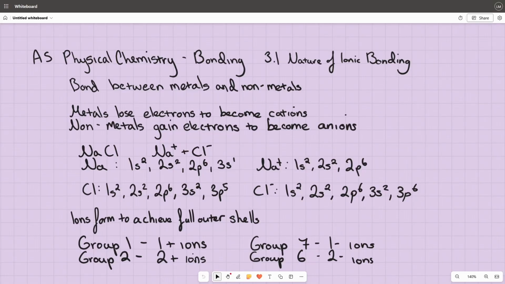Hi, today I'm going to be going through AS Physical Chemistry. I'm doing the AQA specification, and today I'm going to be doing bonding, and I'm going to start with 3.1, which is the nature of ionic bonding.